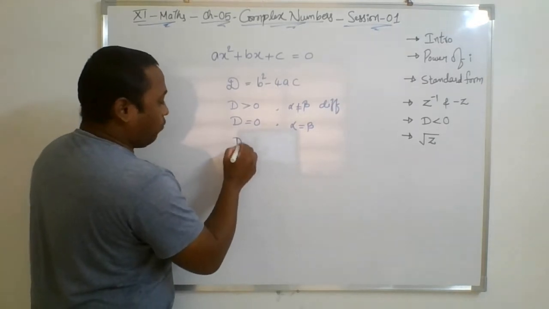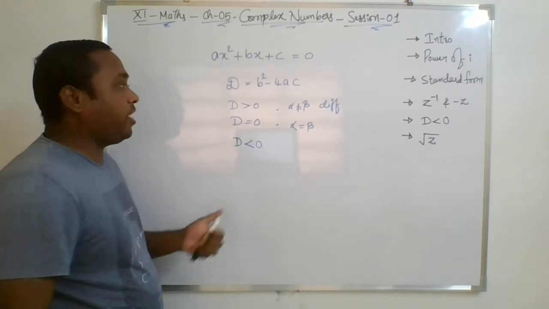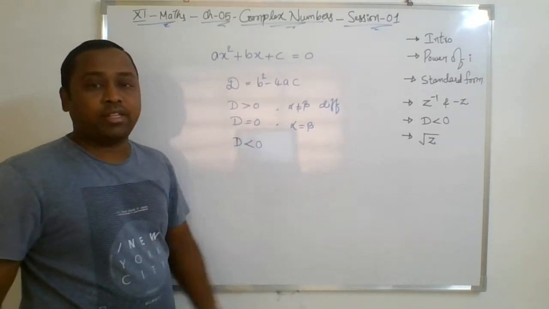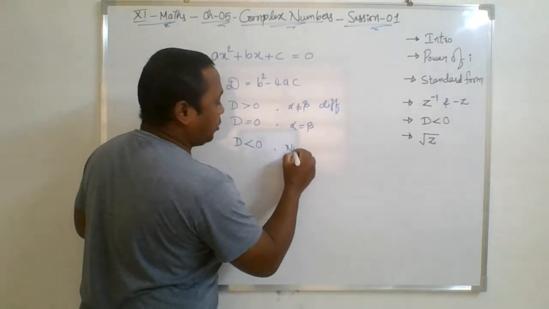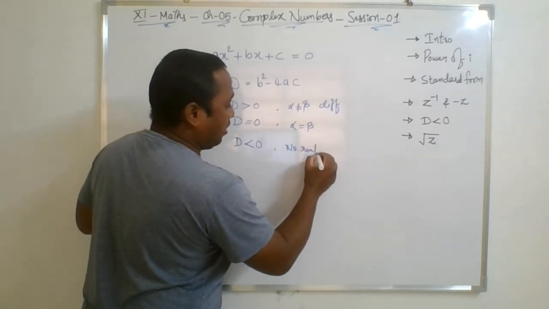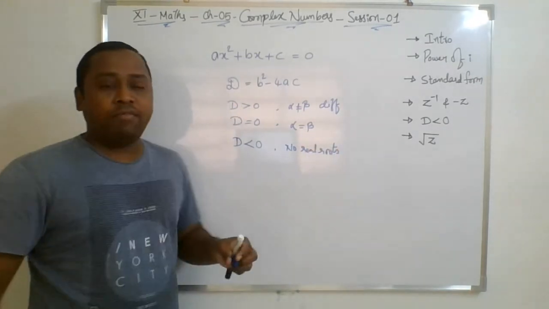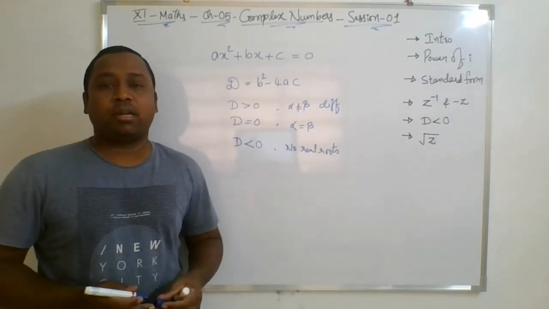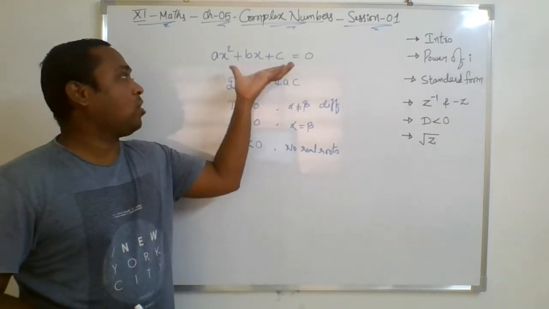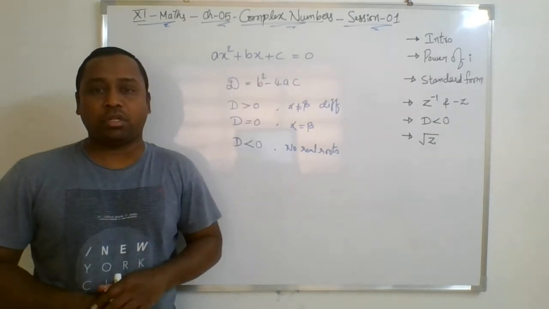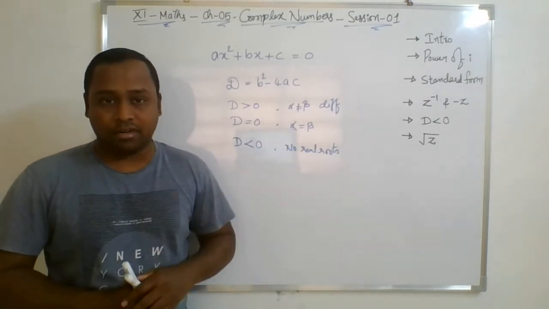But when the discriminant is negative, when the value of b square minus 4ac is negative, you simply say there are no real roots, and you are leaving the question right there by stating that there are no real roots, meaning we cannot solve this quadratic equation to find the roots, right? This is up to 10th standard.